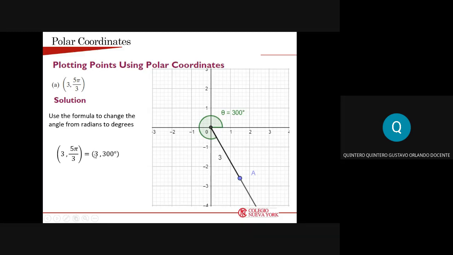Now, to measure the three, just take a ruler and measure from the center along this line. There we go, right there is the measure three. So we have our first point, A, which is (3, 300°). That is it, guys.